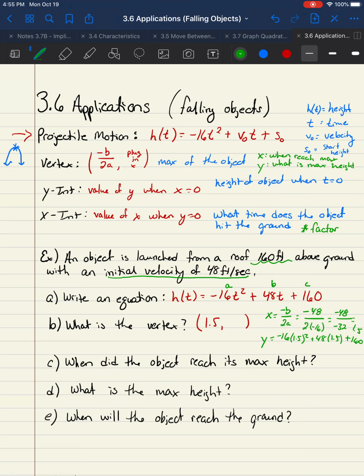And then what did we do to find the y value? Once we know x, we take what x is and we plug it in.